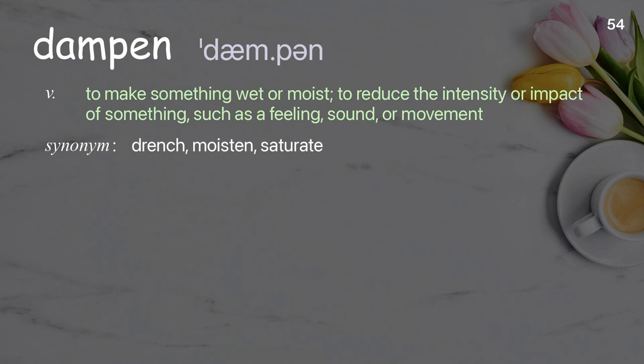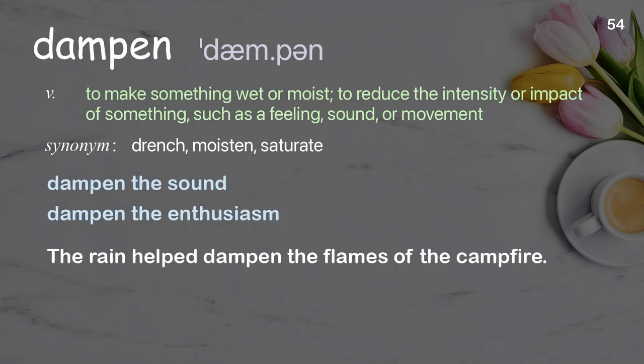Dampen. To make something wet or moist, to reduce the intensity or impact of something, such as a feeling, sound, or movement. Examples. Dampen the sound. Dampen the enthusiasm. The rain helped dampen the flames of the campfire.